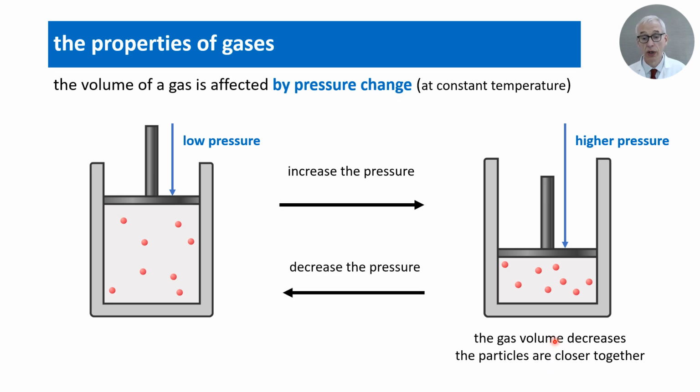Okay, so if there's a decrease in pressure, can you write similar descriptors using the same ideas? Pause, come back when you've done that task. Okay, so the sort of descriptors at GCSE would be: if you decrease the pressure, so we move to a lower pressure, the gas volume increases, the particles are further apart. The particles themselves have not changed, but the distances between them have been affected by the pressure.